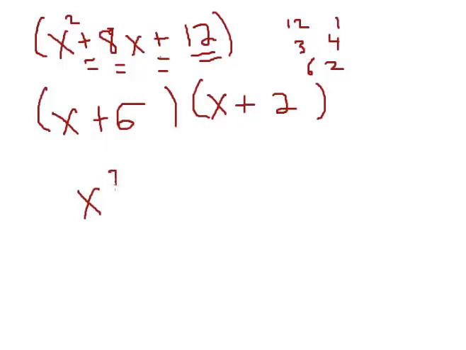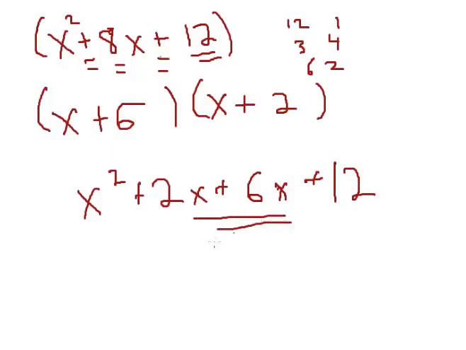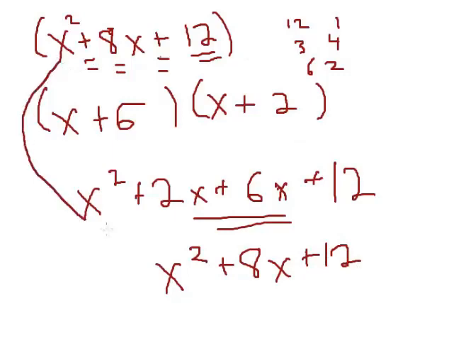Now, if we multiply it out just to make sure, x times x is x squared. Then we have the outer, which is x times 2, which is 2x. Then we have the inner, 6 times x, which is plus 6x. Then we have the last numbers, which is 6 times 2, which is 12. You can combine these two because they have the same variable. So we have x squared plus 2x plus 6x is 8x plus 12. If this is the same as this, then obviously we know we have the correct answer.